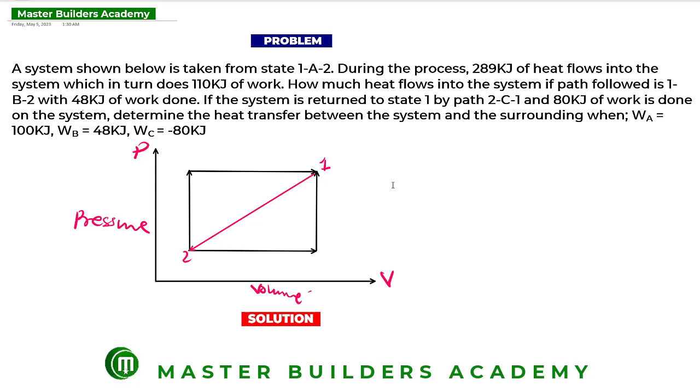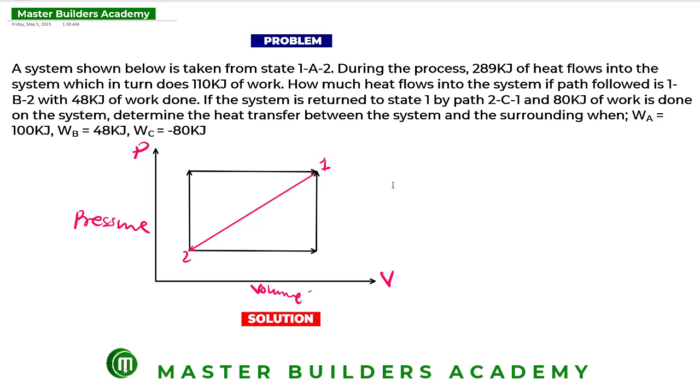You're welcome. So now we have a question before us, and this question is not that different from the one we solved before, but it's just something that we need to understand and then go through the problem. Now, a system shown below is taken from state 1 to 2 via A. During this process, 289 kilojoules of heat flows into the system, which in turn does 110 kilojoules of work.